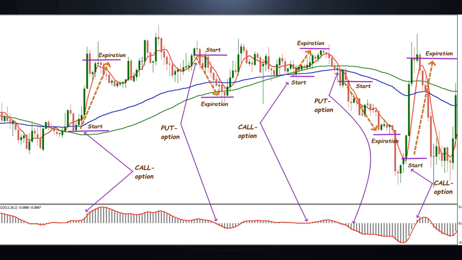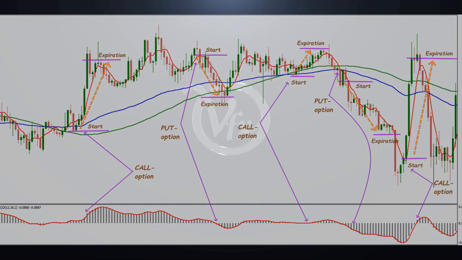Call option. The fast moving average crosses from down up both slow moving averages with confirmation by the MACD indicator. One or more bars have to be above the zero line. Put option. The fast moving average crosses from top to down both slow moving averages with obligatory confirmation on the histogram of MACD. One or more bars have to be below the central line.